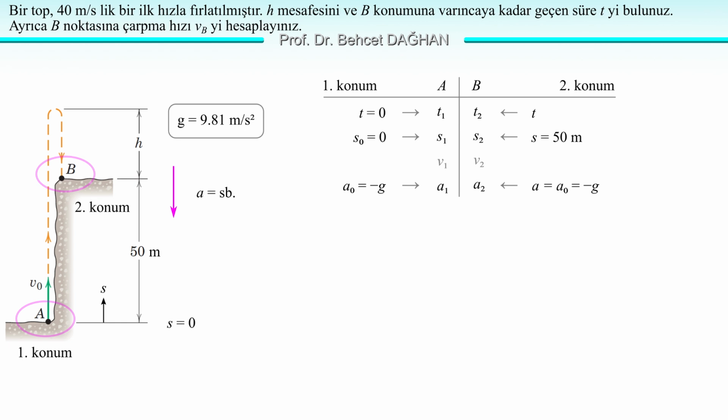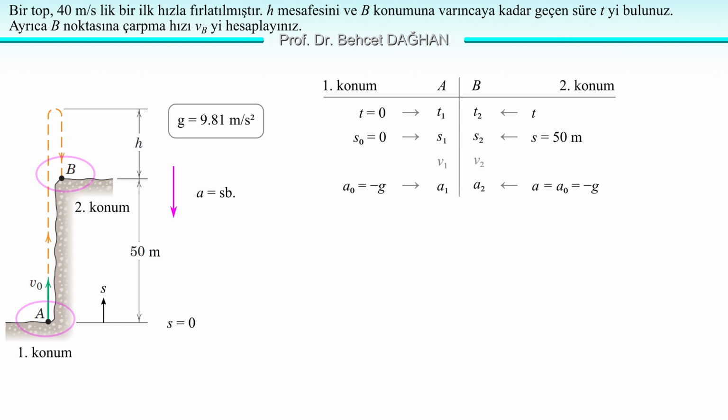Now let's find t. Let's choose A as the first position and B as the second, and find the elapsed time. We chose t as 0 at position A, and s0 is also 0. The acceleration at A is always the same, equal to minus g. We call t at position B the time at position B. We will find that s at position B is 50 meter. The acceleration is again minus g.